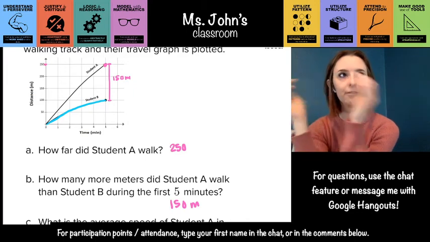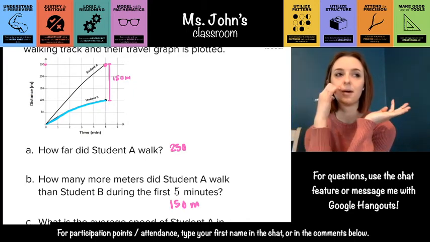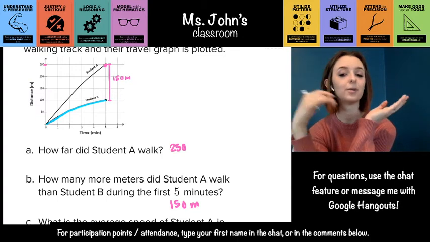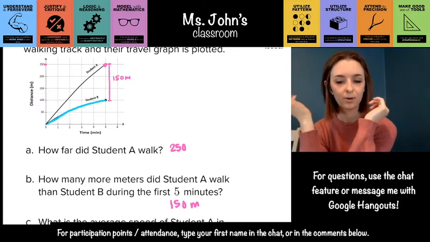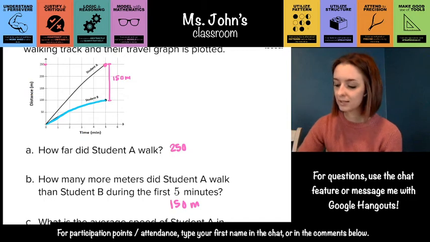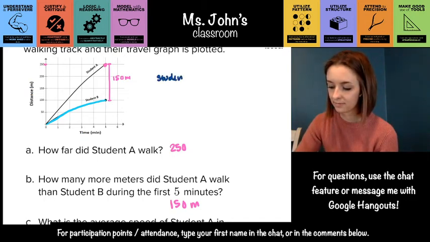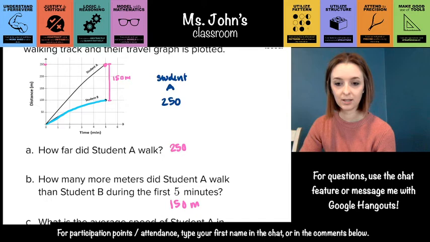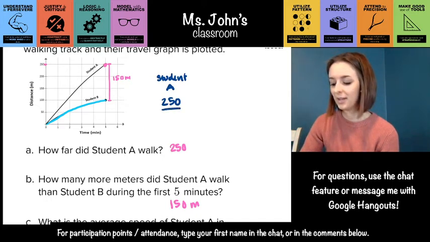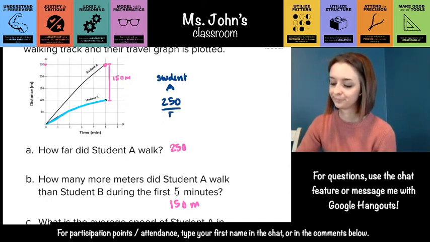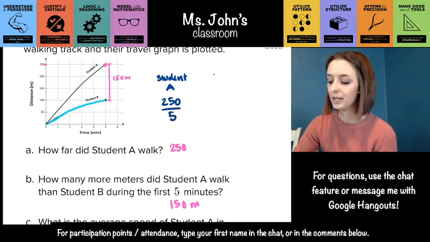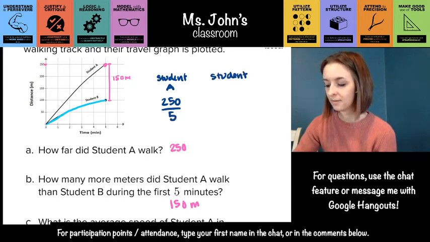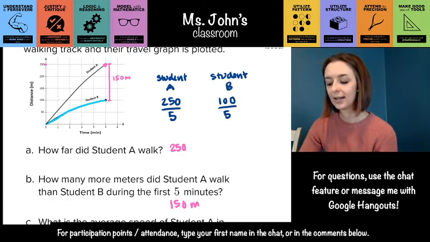We want to know the average speed, which means we need to figure out how much total distance they walked and how much total time it took them. And then that's where we get the speed. So in 5 minutes, student A walked 250 meters in 5 minutes. And student B walked 100 in 5 minutes. So you can divide that.